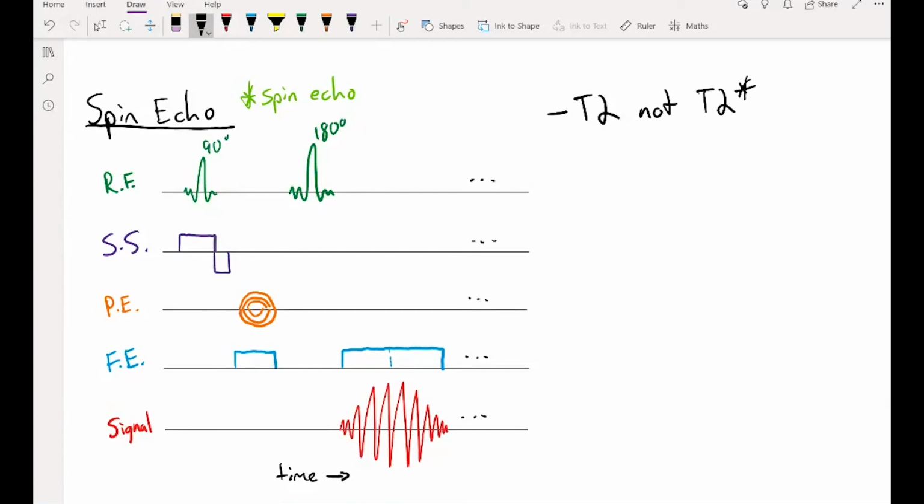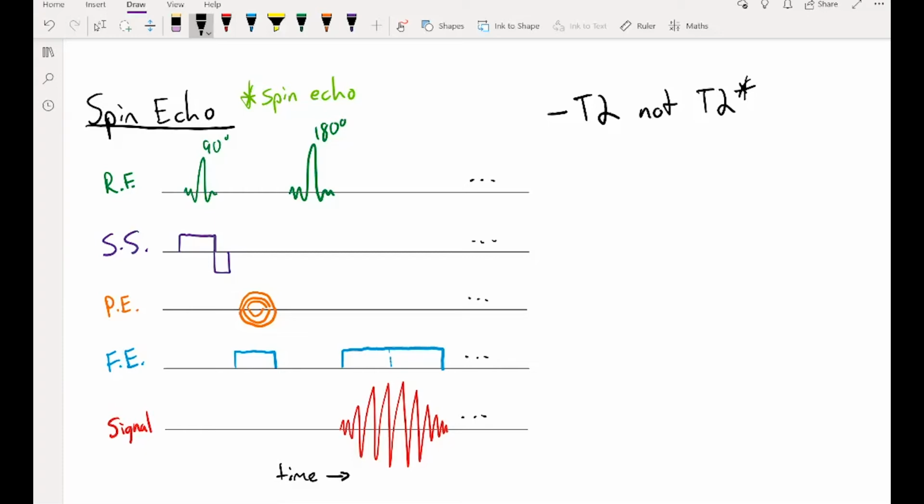That's big. We are able to measure signal that is decaying only because of those spin-spin dephasing interactions that we want to factor into our imaging sequences. And we remove the effect of all of those imperfections in the main magnetic field and in our gradients and everything else that I've talked about a couple times, which is encompassed by T2 star.